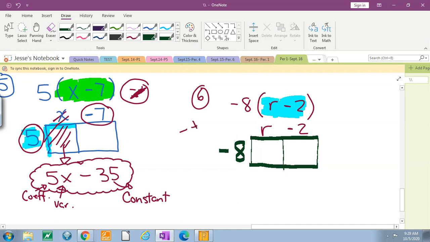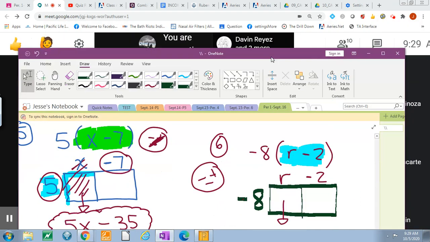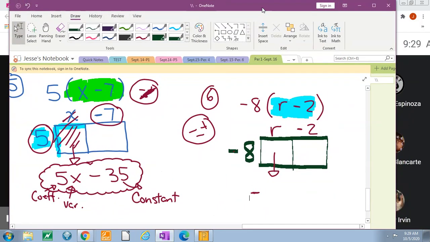All right, so I'm going to do the first one. Negative times positive. So this is going to be negative, right? And what's 8 times R? 8 times R. Anybody, just shout it. Come on. Davin, what's 8 times R?